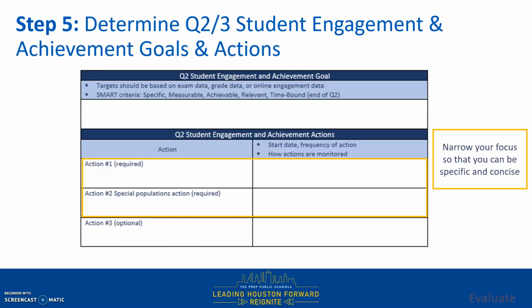And the final step is where we are really being specific and naming our goals and our actions. What do we want to accomplish in quarter 2 and 3, and how do we intend to do that? I would strongly encourage you to only have the 2. Name one action for general students, and then a second action for special populations. And narrow your focus, be specific, and be concise.